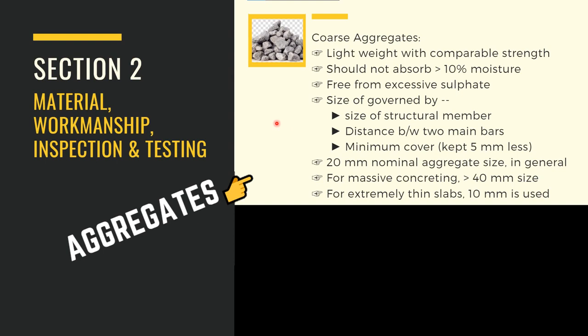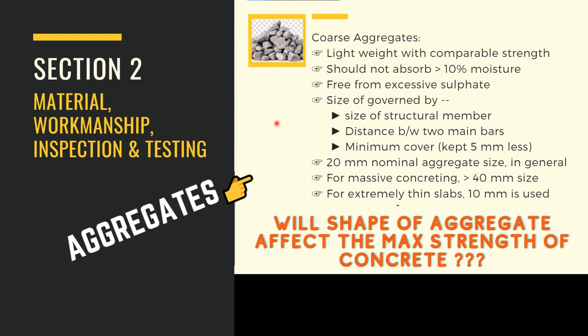So now the question is, will the shape of aggregate affect the maximum strength of concrete or not? What are the shapes of aggregates? We can have rounded aggregates, we can have cubical, angular, we can have flaky or elongated aggregates. So many shapes are there, irregular type shapes are there. So whether that shape will affect the maximum strength of concrete or not is the question right now. It will affect or not? If your answer is yes, you are absolutely correct.